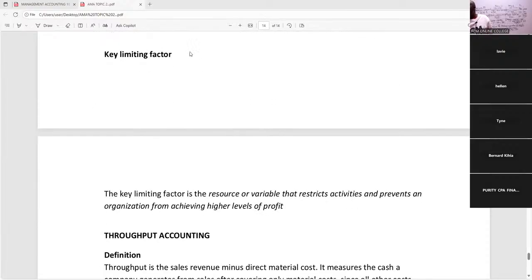you'll be able to see what we are calling key limiting factor. And of course, I have to use different questions from the questions I normally use in the special revision class so that I can give you guys variety. So you can see a key limiting factor. This is a factor that limits you, a factor that prevents you from hitting your best levels. So you talk of a key limiting factor. This is the resource or variable that restricts activities and prevents an organization from achieving higher levels of profit.